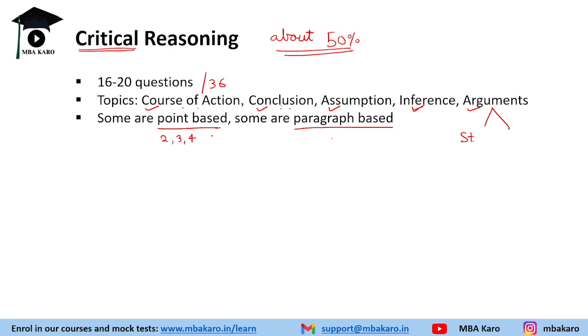One is they will ask which of the following is a strong or weak argument. That is one of the varieties. And another variety is strengthen or weaken the argument. So these are the different categories, and from each category you might have 2 to 3 questions. So course of action, conclusion, assumption, inference, arguments, etc. So around 15 to 20 questions you can anticipate for critical reasoning, which is very important for NMAT. So in case you have not prepared critical reasoning, you could be in trouble for NMAT.